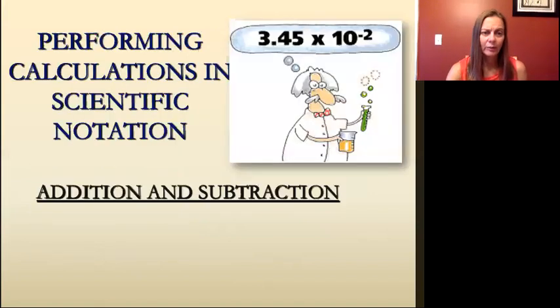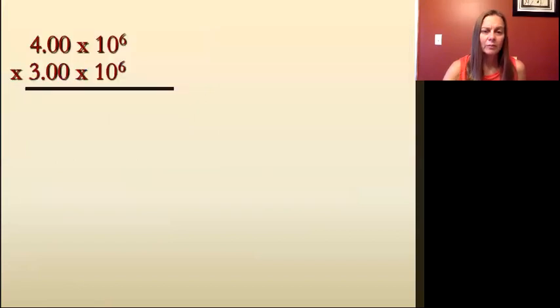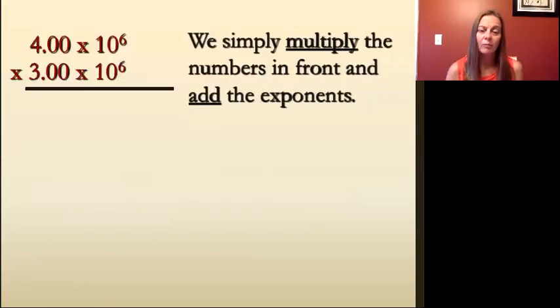Okay, so let's talk about how we perform calculations in scientific notation. We're actually going to start with the easy ones. We're going to start with multiplication and division. So when we multiply and divide in scientific notation, for multiplication, we just multiply the numbers in the front and we add the exponents.